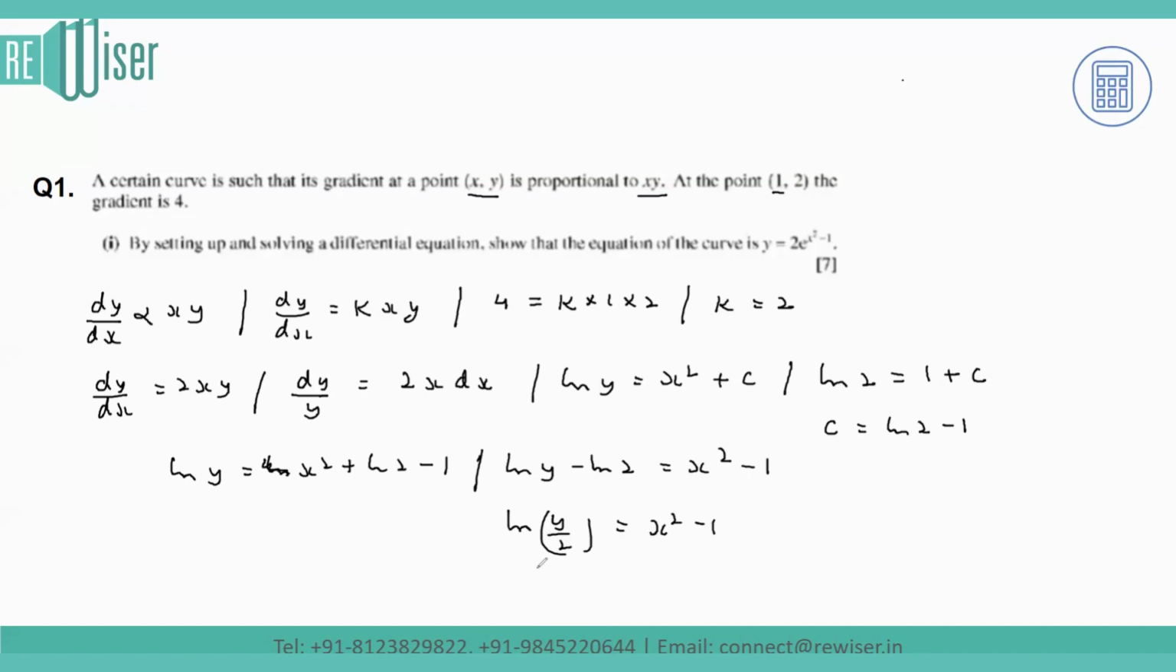If I take the anti-log on both sides, y/2 is equal to e to the power x squared minus 1, or we got the value of y as 2 e to the power (x squared minus 1), and that's the required answer, the curve equation for this.